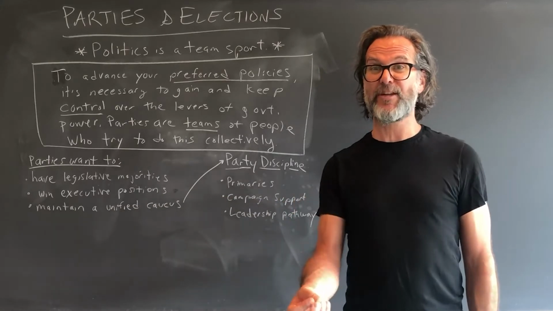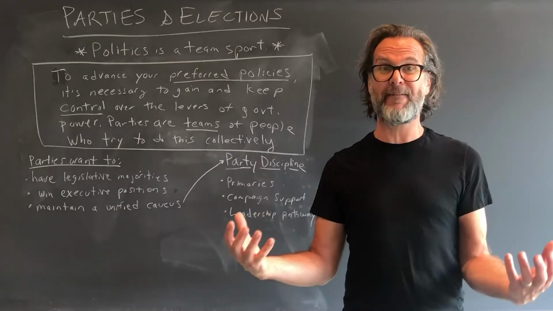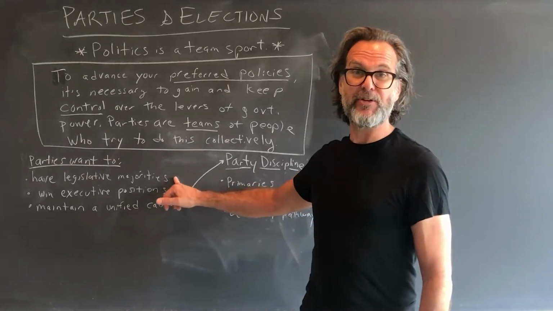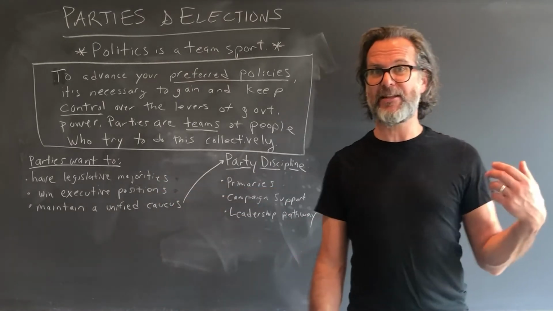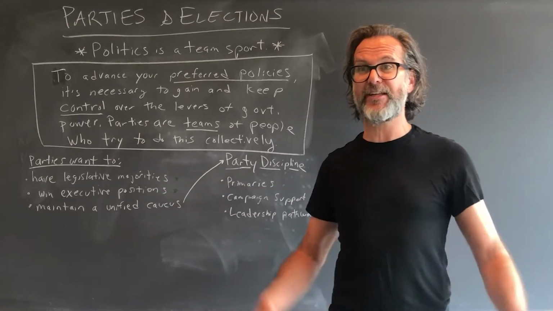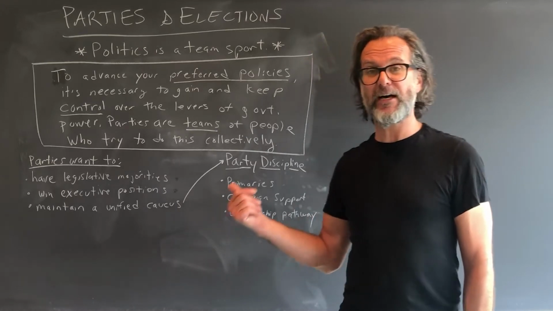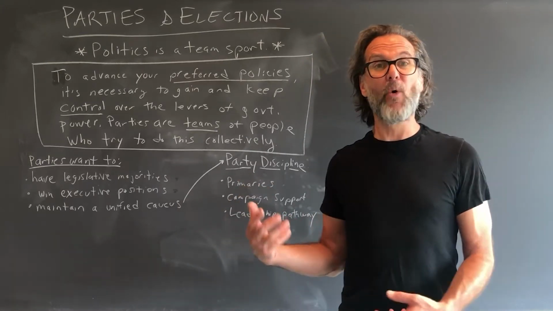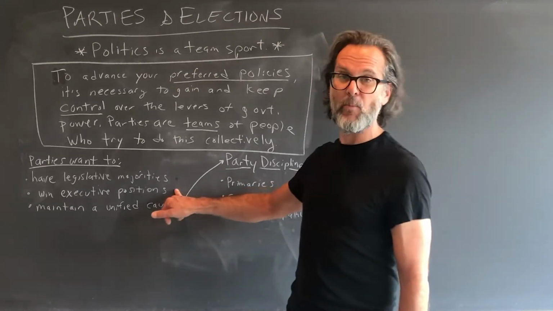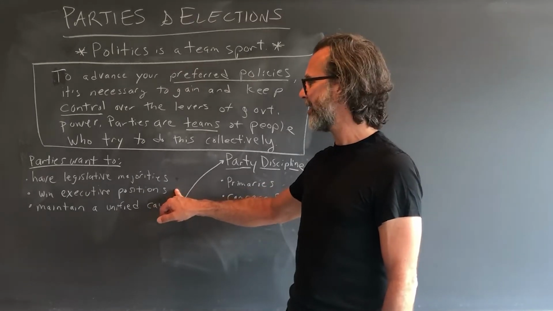There's one executive position. You win the presidency, you've got a ton, right? To get a legislative majority means you have to get, in the House of Representatives, 218 seats. In the Senate, you have to get 51 seats. And so there's more to do. This is a more unified, centralized task.